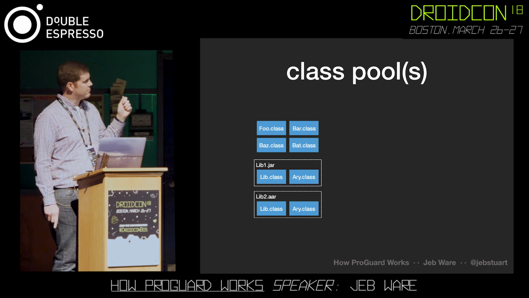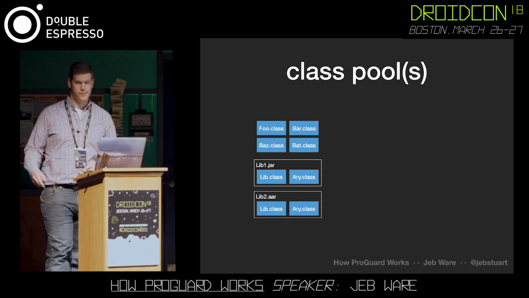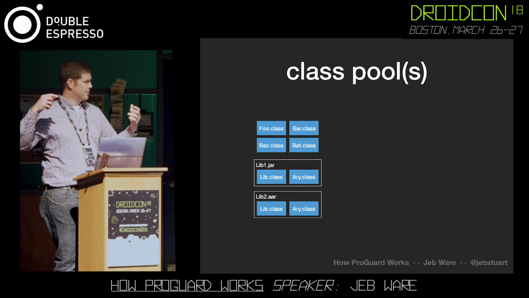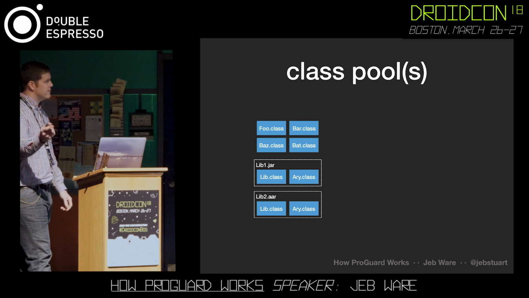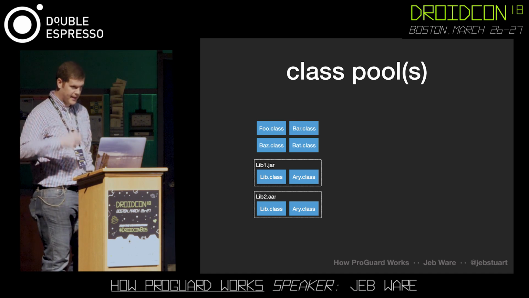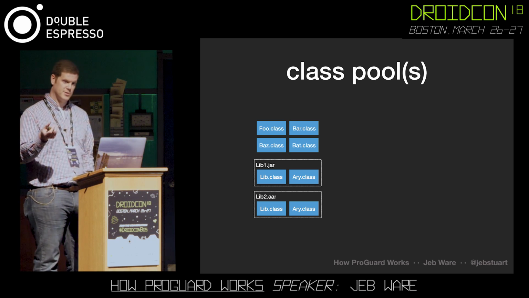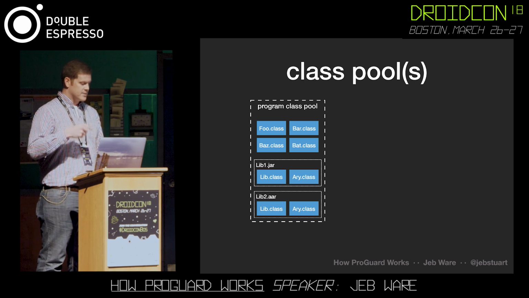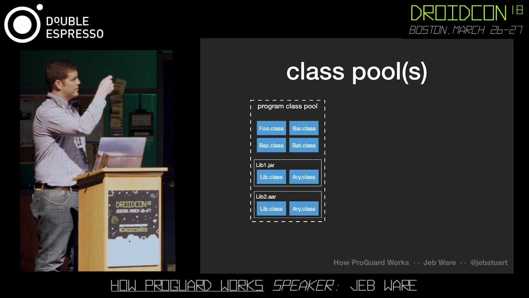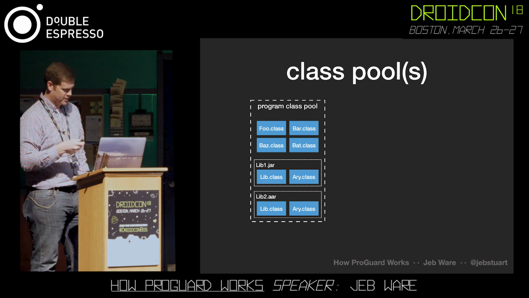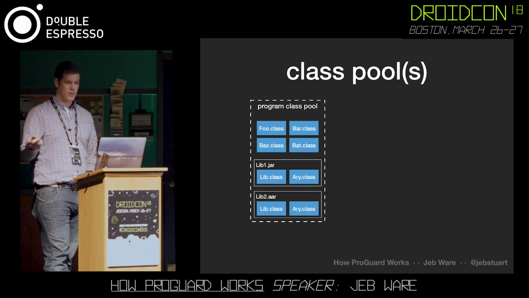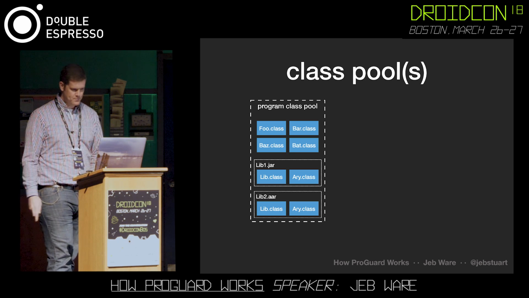It loads in third-party libraries that you're using. So your networking stack, your image loaders, your animation helpers, whatever they are. Loads those in from jars or AARs. Again, those are just Java bytecode at this point. That's what they ship, those libraries do. So all of this is the code that you ship with your app. This is the program class pool, is what Proguard calls it. This is the code that Proguard can transform.